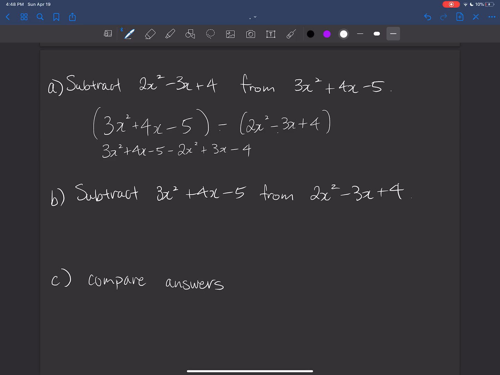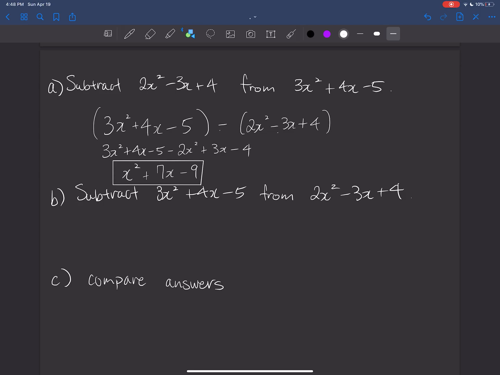All right, and let's group the like terms. I have a 3x squared and a negative 2x squared. So together that would be x squared. And I have a 4x and a 3x, plus 7x. And I have a negative 5 and a negative 4. So together that would be minus 9. All right, so that's the answer for A.